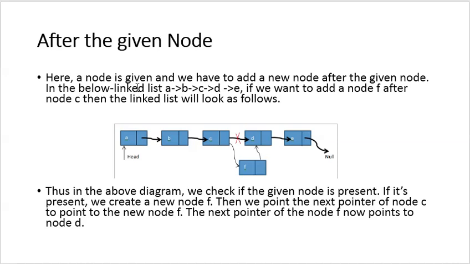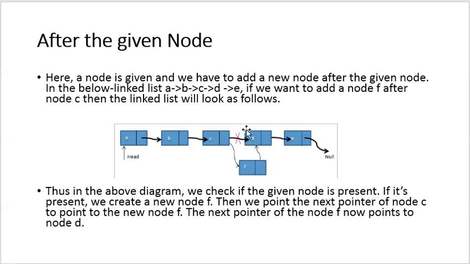Here a node is given and we have to add a new node after the given node in the linked list ABCDE, our already existing linked list. If we want to add a node F after node C, then the linked list will look as follows. Thus in the above diagram we check if the given node is present. If it's present, we create a new node F, then we point the next pointer of node C to the new node F. The next pointer of node F now points to node D.